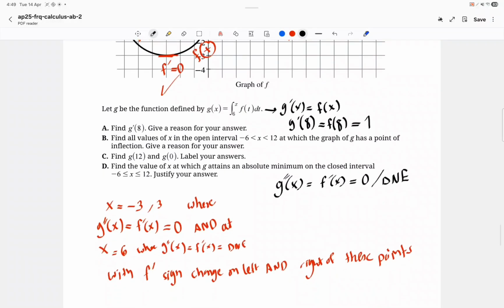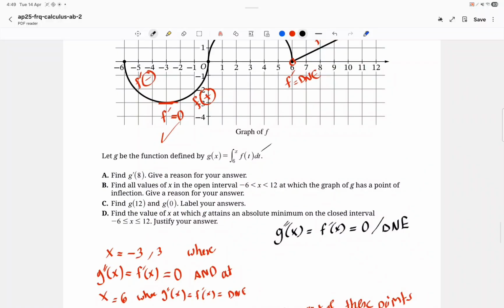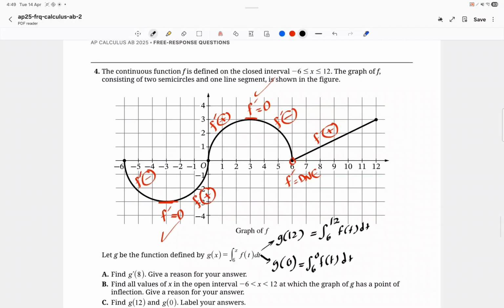Now it says in part C, find g of 12 and find g of 0. This will require us to do some integration. So area under the curve. So g of 12 would mean the integration from 6 to 12 of f(t) dt, and g of 0 would mean integration from 6 to 0 of f(t) dt.